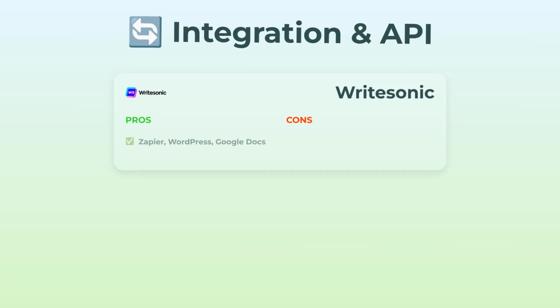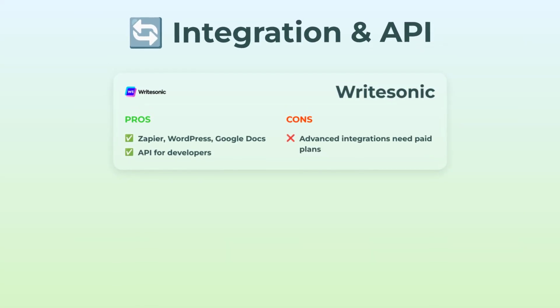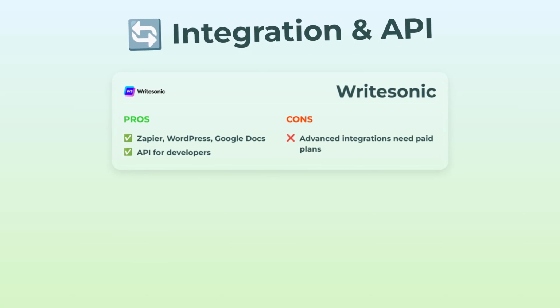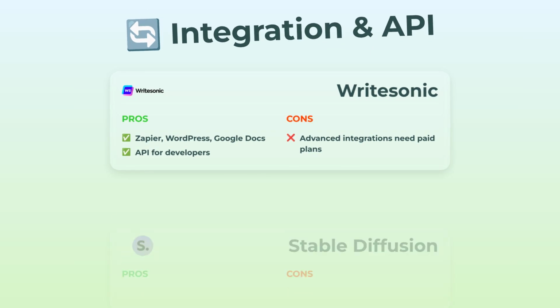On the integration and API side of things, Writesonic comes swinging with integrations for Zapier, WordPress, Google Docs. You can plug it into a bunch of places. Developers? Yeah, there's an API. Though, worth noting, you'll need a paid plan to get some of those fancy features.